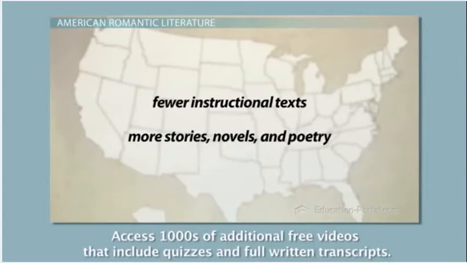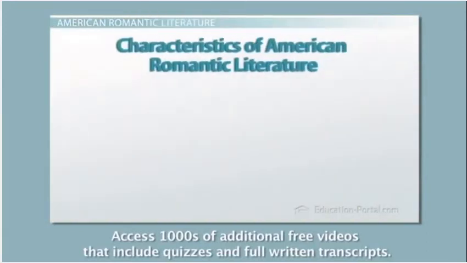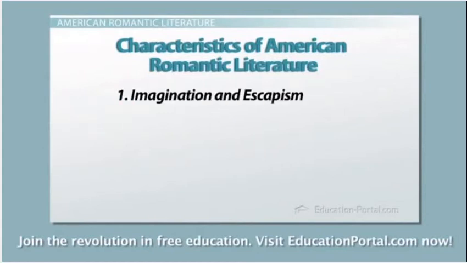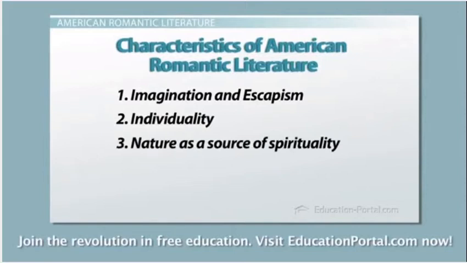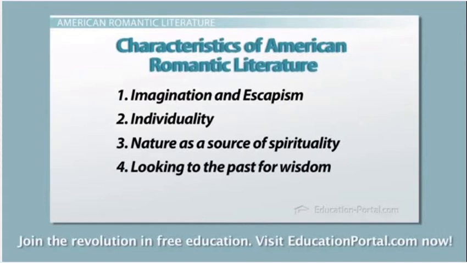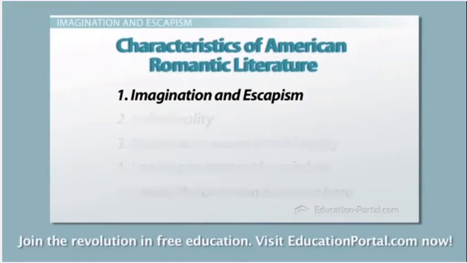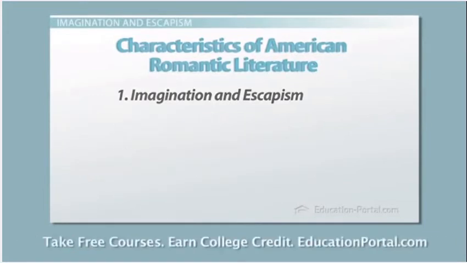Within these stories, novels, and poems, there are 5 characteristics that we can use to identify American Romantic literature. These are imagination, individuality, nature as a source of spirituality, looking to the past for wisdom, and seeing the common man as a hero. The first of these characteristics is imagination.